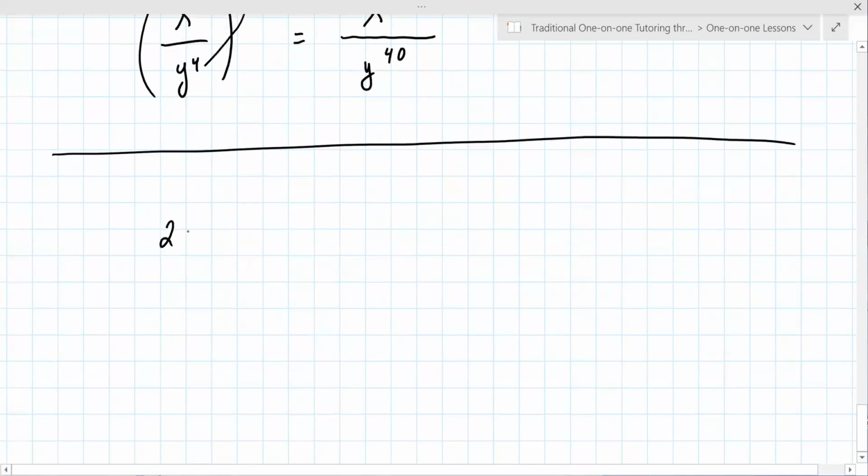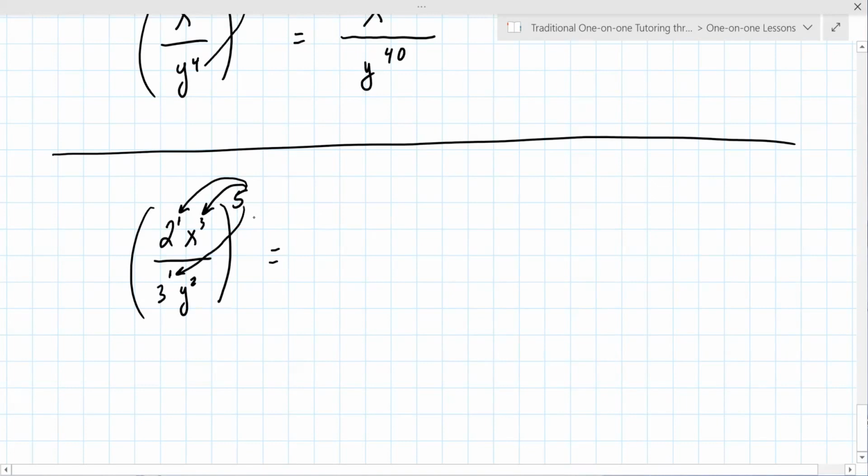So like, let's say it's 2x to the third over 3y squared all to the power of 5. Okay. So this time, this 5 actually applies to the exponent of the 2, which is a 1. We don't write it. It applies to the 3. It applies to the 1, which is the exponent of the 3. And it applies to the 2. It applies to everything. Okay. The 2 to the 5th, x to the 15th, because you multiply. 3 to the 5th, y to the 10th.